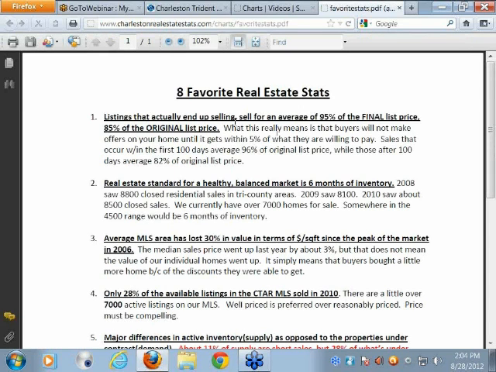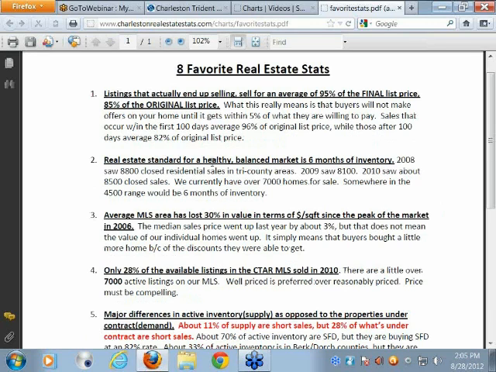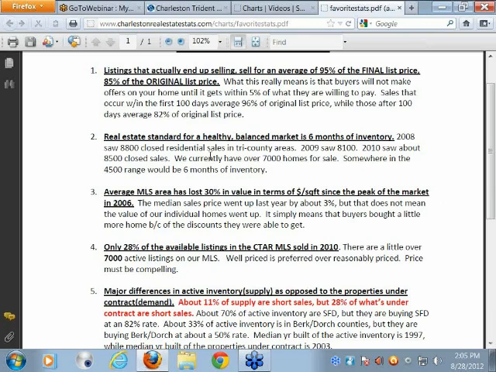Listings that actually end up selling sell for an average of 95% of the final list price, 85% of the original list price, because most things are overpriced by about 10% to begin with. The second thing on this list is another one of those 3 things that I mentioned that we really need to know before we start today, and that is that a healthy, balanced real estate market is 6 months of inventory. If you have less inventory than that, then you're in a seller's market.